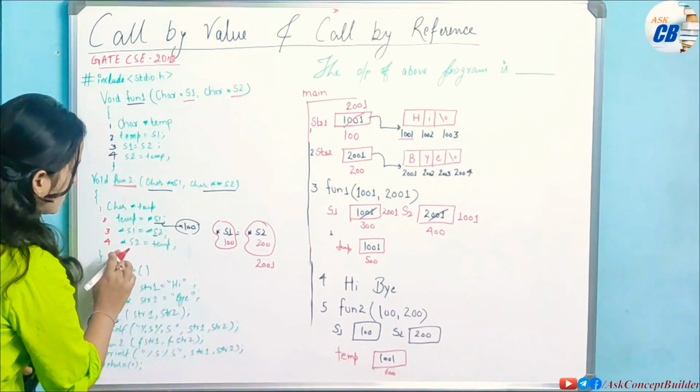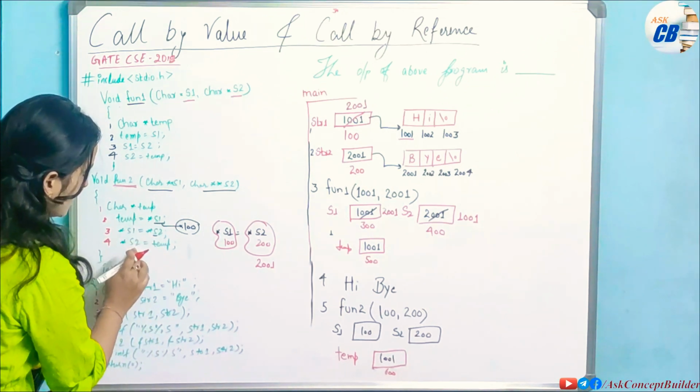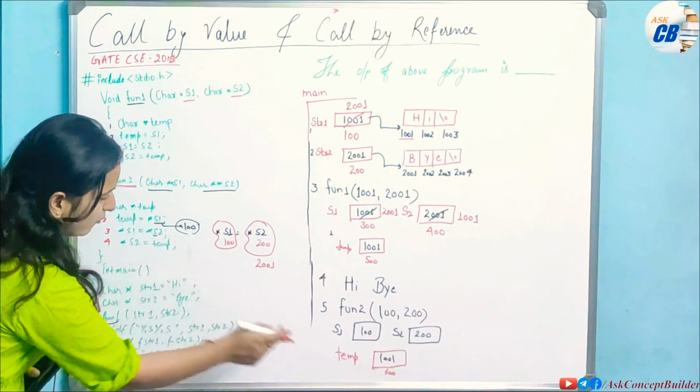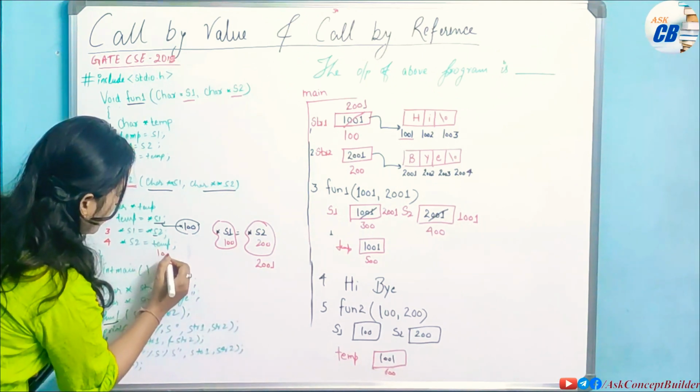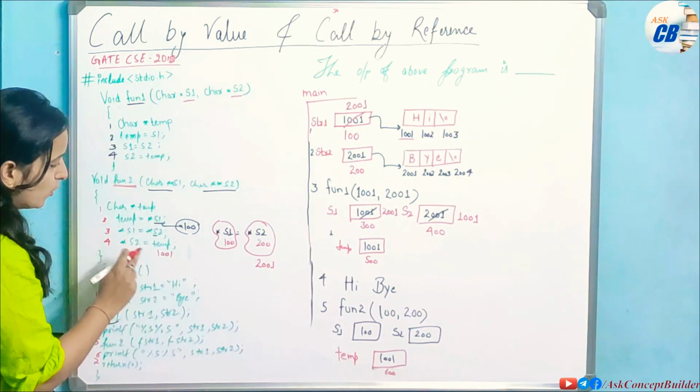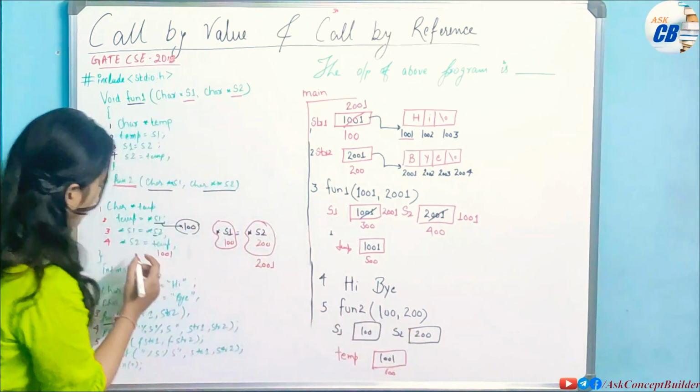Fine. Now your fourth step, *s2 equals temp. So temp value, you know what is your temp value? 1001. So this value you have to assign where? To s2. What is your s2 now? S2 is your 200.